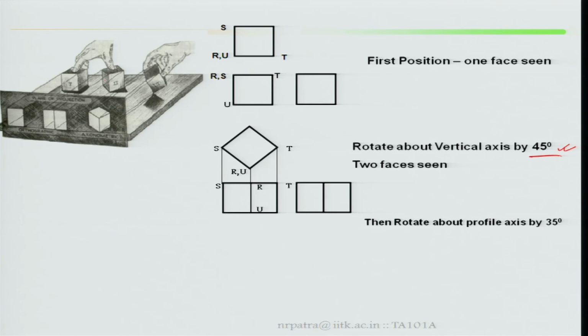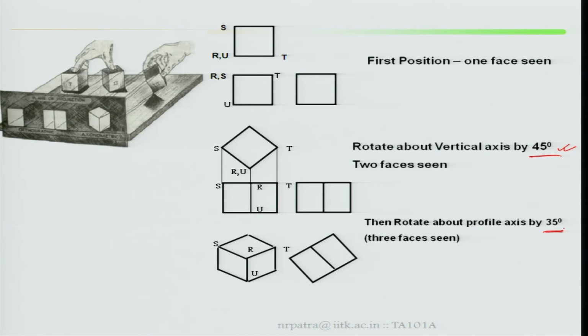Then rotate about profile axis. First the cube has been rotated about vertical axis by 45 degree. Then you see these two faces. Then with respect to that, rotated about profile axis. The cube has been rotated, then tilted about the profile axis by 35 degree. How does the standardization come into the picture? Then you can see your three faces.